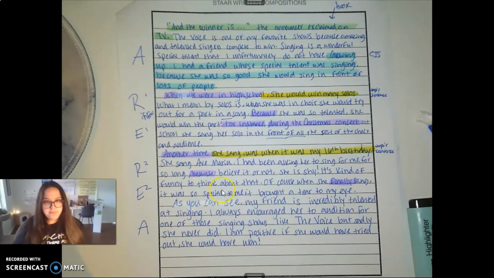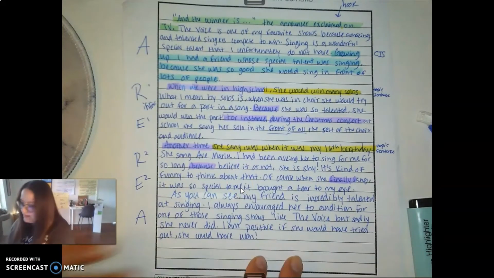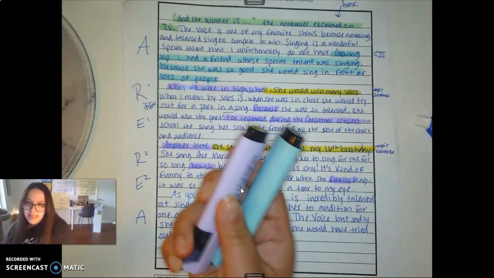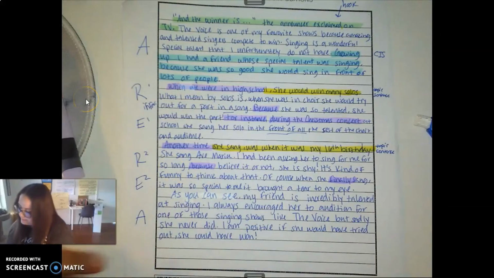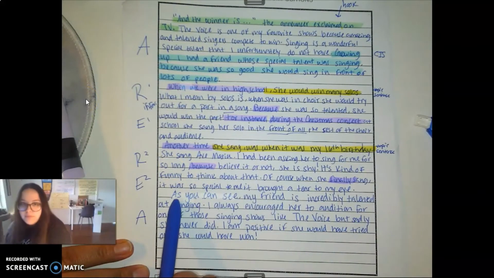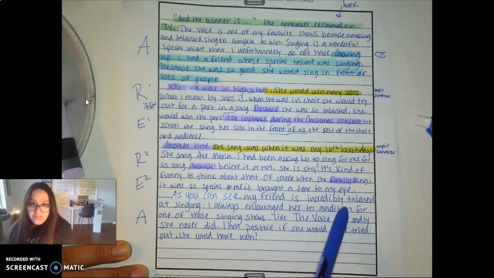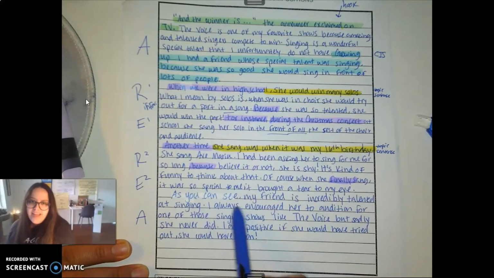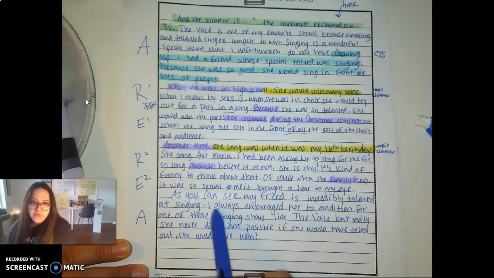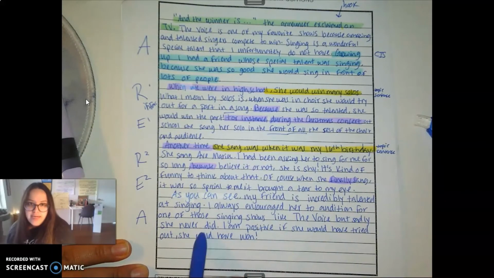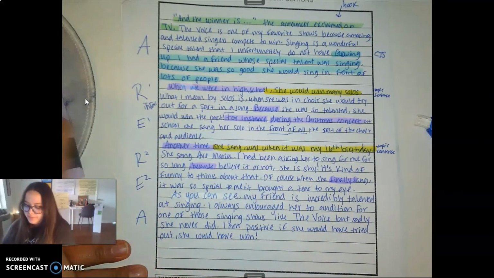Okay, so let's go ahead and do some identifying. First, I'm going to read it to you, and then I'll use my highlighters to do the identifying like I have been. Okay. As you can see, my friend is incredibly talented at singing. I always encouraged her to audition for one of those singing shows like The Voice, but sadly, she never did. I am positive if she would have tried out, she could have won.